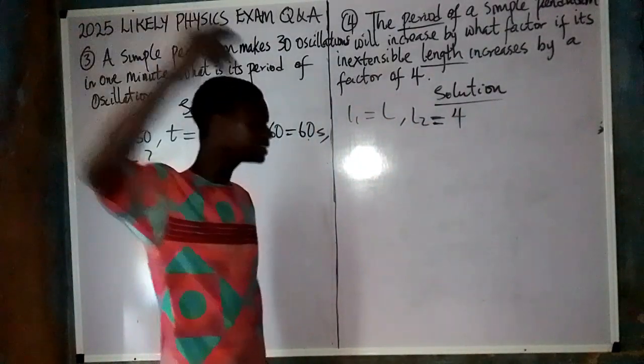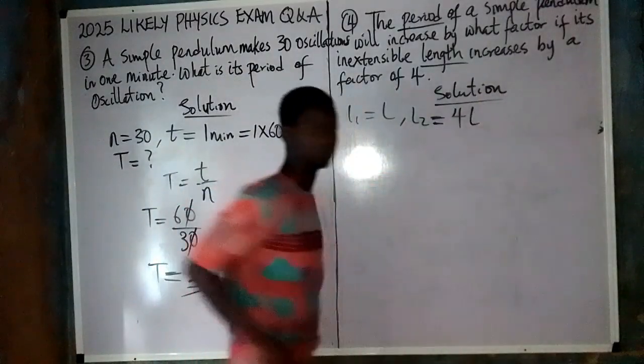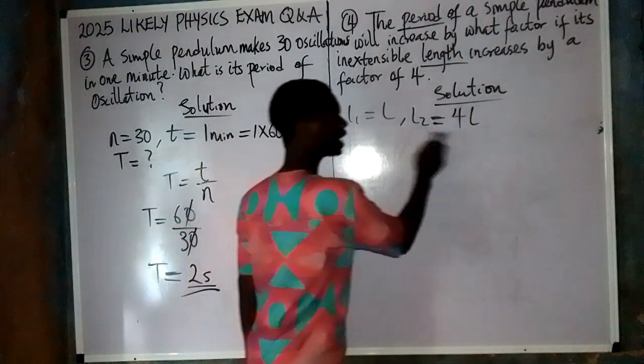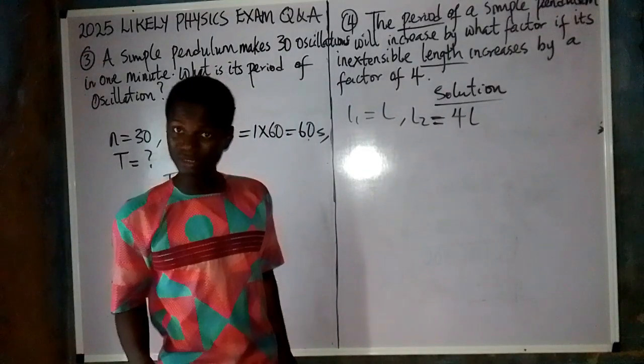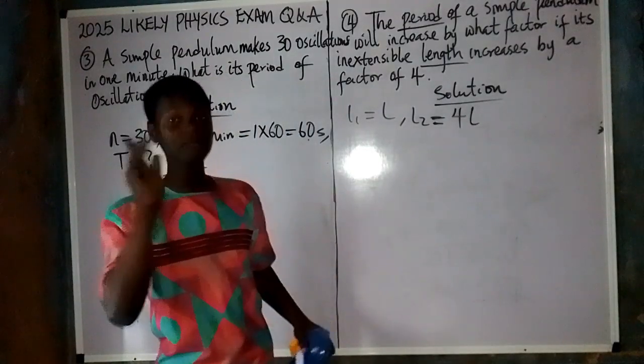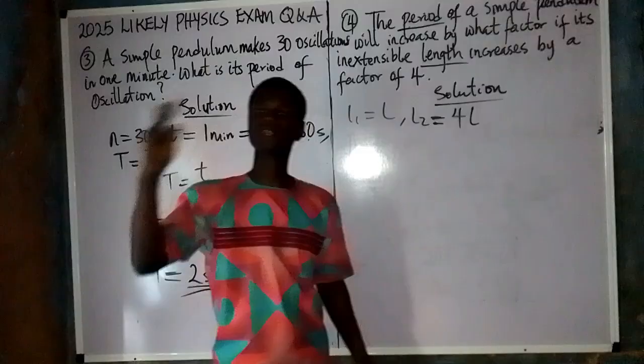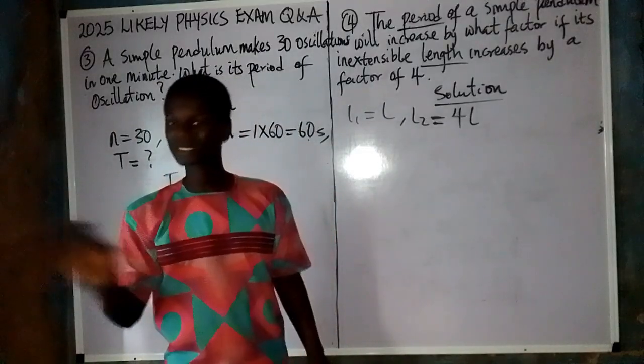What is the initial length? L. So L2 has increased by a factor of what? 4. Is it not? That is what they are saying here. And in mathematics, we say a factor is a number that can divide another number exactly without a remainder.